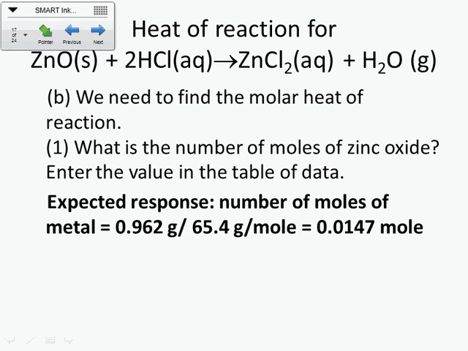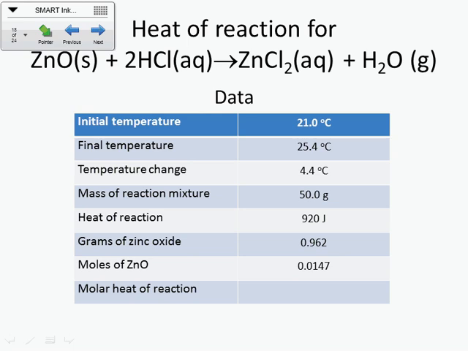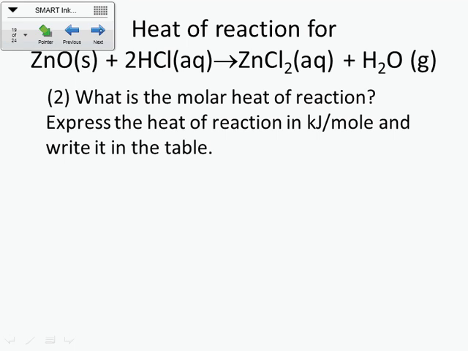Okay? So that's how many moles of zinc oxide we have. And then, once again, we're going to find the heat of reaction in kilojoules per mole. So this is where we're going to diverge a little bit. Let's do this. Negative 940 joules equals negative 0.94 kilojoules divided by our number of moles, which we said was 0.0147. Is that right?